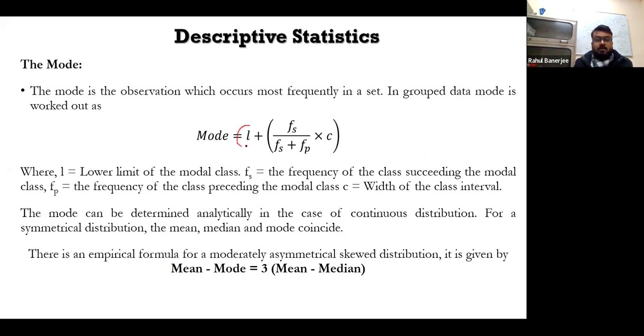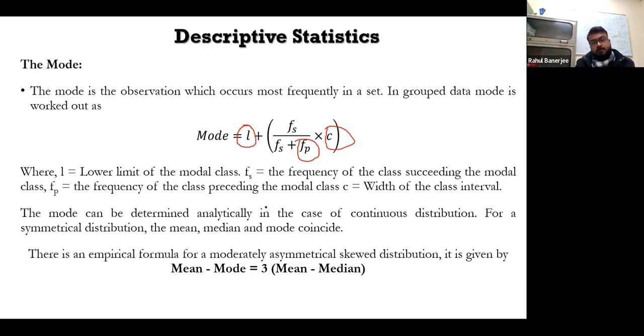L is the lower limit of the modal class. Fs is the frequency of the class succeeding the modal class. Fp is the frequency of the class preceding the modal class, and C is the width of the class interval. Now in case of mode, we need not find out the cumulative distribution. For median, we were finding the cumulative distribution, but for mode there is no need.